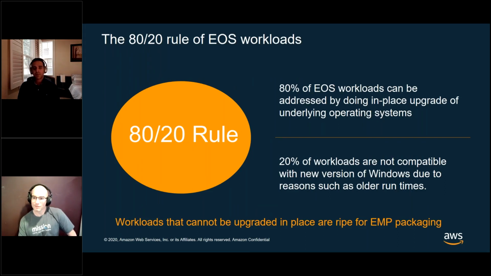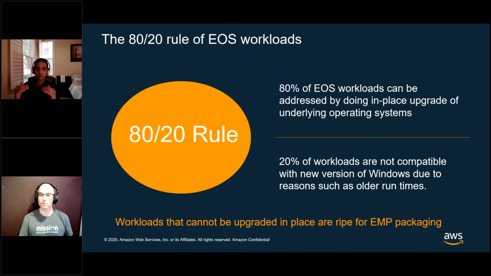So then the question comes up about where should we use EMP? It's typically the 80-20 rule. What we find in a typical customer deployment is that when we are talking about end of support workloads and we look at a sample of what the customer has, 80% of the workloads can be addressed by doing an in-place upgrade of the underlying operating system. So if the application is compatible with the new version of Windows, you can just do an upgrade of the operating system, and that takes care of the end of support problem for you.